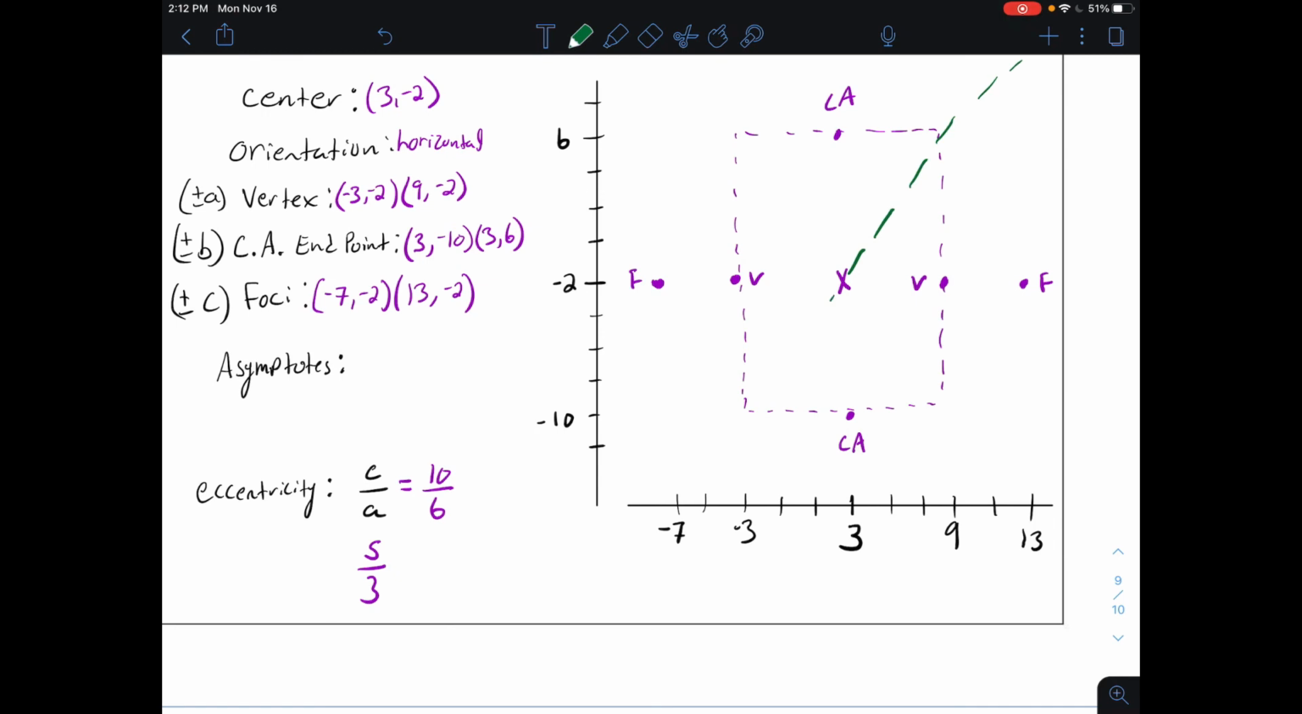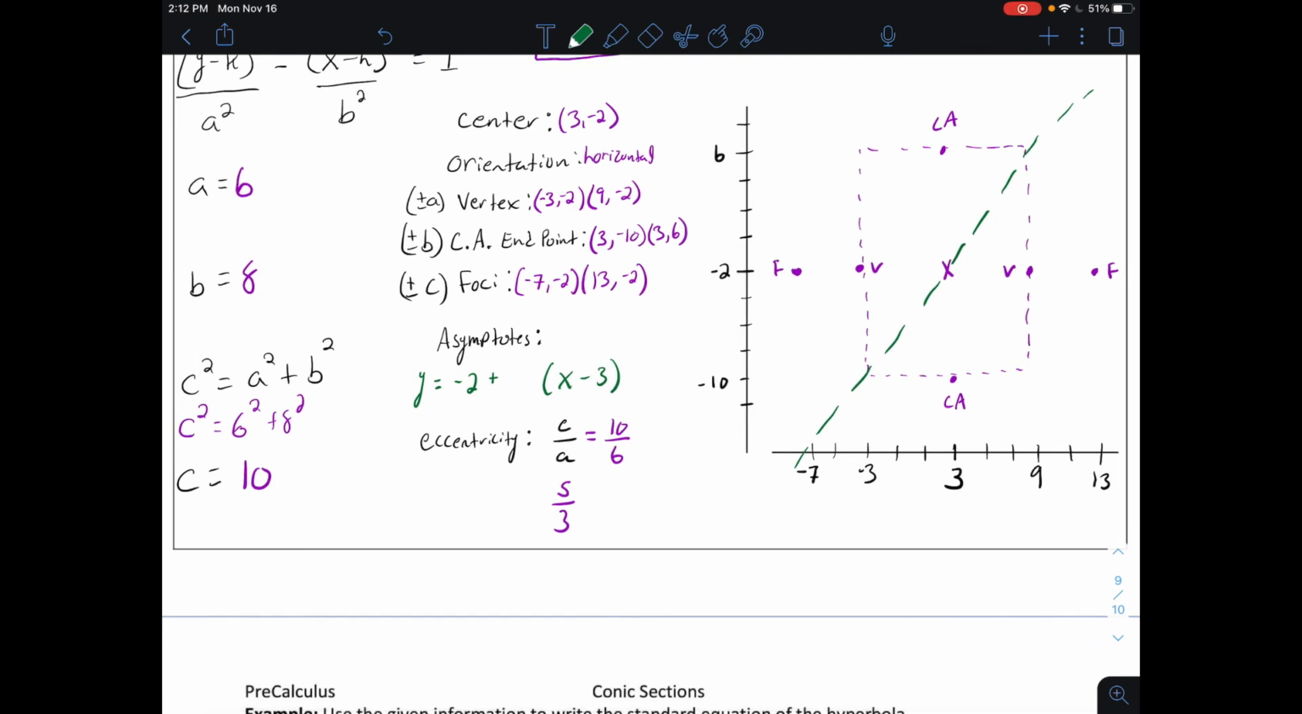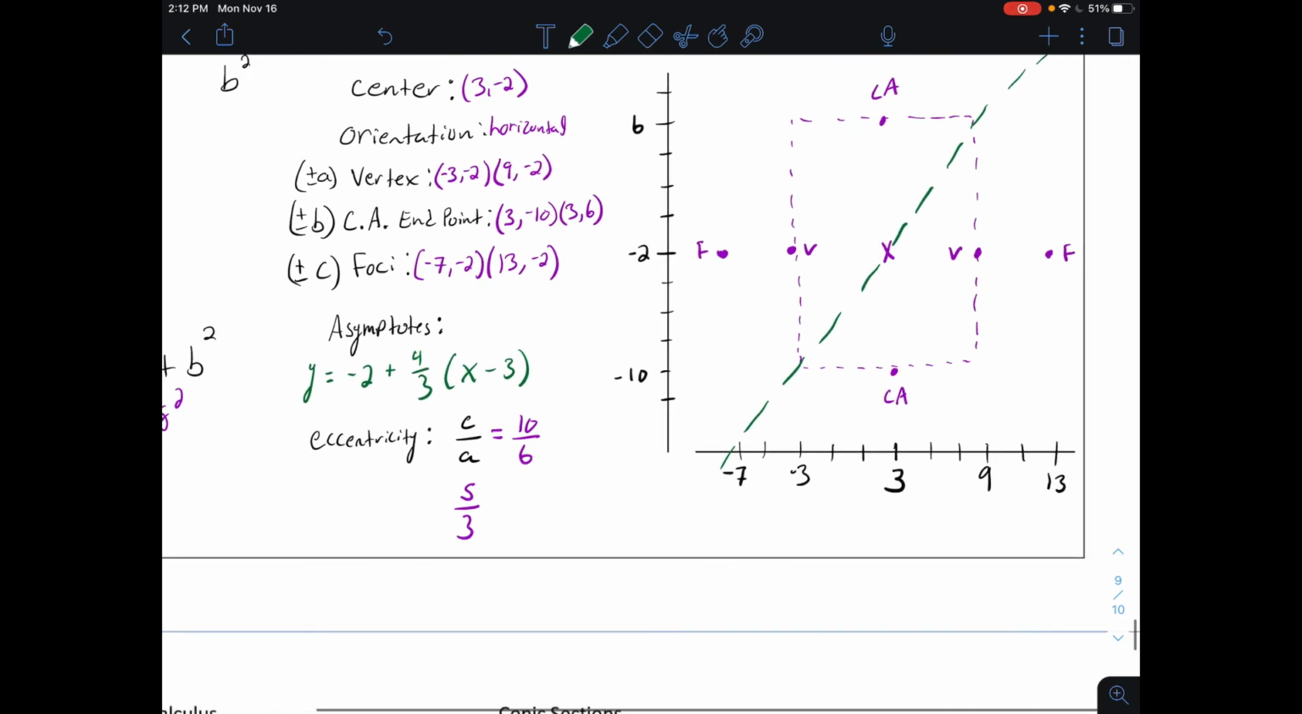So I have one asymptote that's a diagonal. Start at the center. If I'm going to write the equation, it'd be y equals the y value of the center, then I have my slope, which we'll get to in a second, times x minus the x value of the center. The slope, if we start at our center, we go up and right to get to that top corner. We would go up b, right a, so it'd be up b over a. Well, b is 8 and a is 6, so 8 over 6, which is 4 over 3. So we have y = -2 plus 4 over 3 times x minus 3. That's one of our asymptotes.